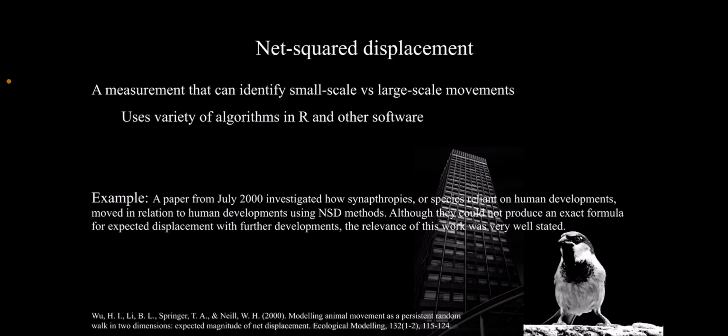Another concept was net square displacement, which is a measurement that can identify small-scale versus large-scale movements. This uses a variety of algorithms in R and other statistical software. One example was a paper from July 2000, which investigated how synanthropes, or animal species that are reliant on human development, moved in relation to human developments using net square displacement methods. Although this paper could not produce an exact formula for expected displacement, with further developments, the relevance of this work was very well stated and did a good job at better understanding NSD.